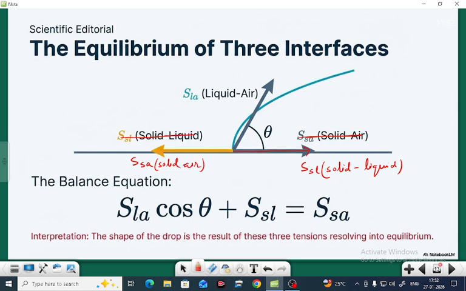Here in this case we find S_LA cos theta plus S_SL equal to S_SA. So this is the balance equation: the shape of the drop is the result of these three tensions resolving into equilibrium. From here we find the value of cos theta, and in this case we have taken the example of a water drop on clean plastic, right? So theta is less than 90 degrees, or you can say it is an acute angle.